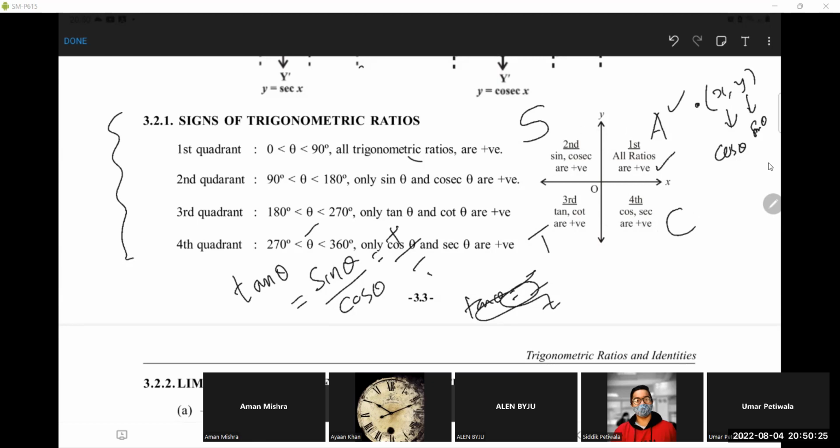So I have written 4 symbols: A, S, T, C. ASTC. Using this, you can easily memorize the signs of the trigonometric functions. A means all trigonometric functions are positive. Here sin is positive, and obviously its reciprocal will also be positive. Remaining all negative. Here tan is positive, meaning tan and cot are positive. Remaining all negative. Here cos is positive, so cos and sec are positive. Remaining all will be negative. I hope it is clear, right?